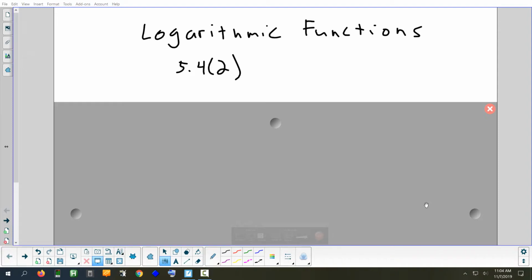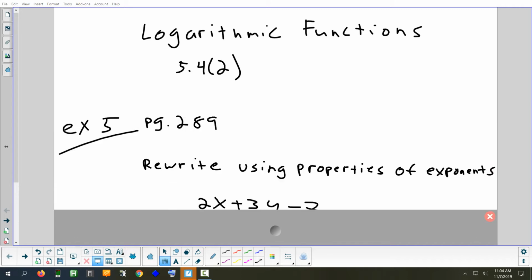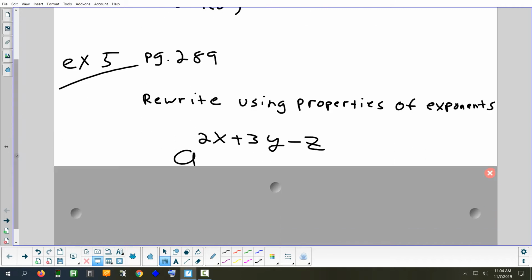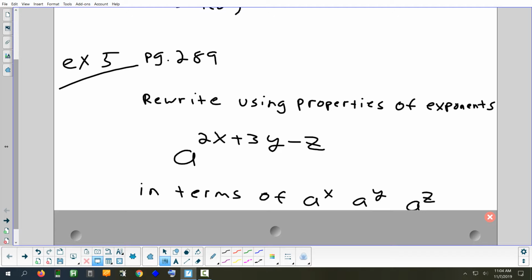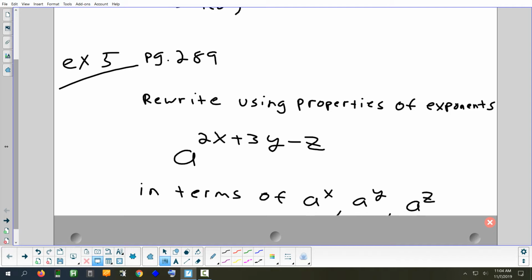Last two sections we're going to look at are 5.4 and 5.5. Okay, we've already done the beginning of 5.4, which is kind of the basics with logs. And just to review a little bit, I want to rewrite this expression in terms of a to the x, a to the y, and a to the z. I don't want to have a complicated exponent like that.